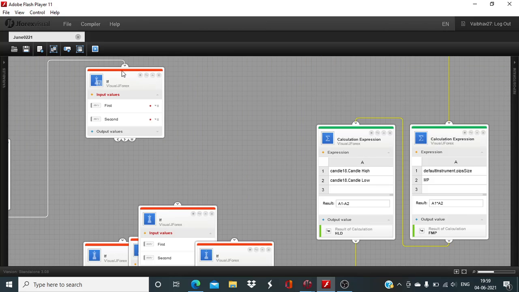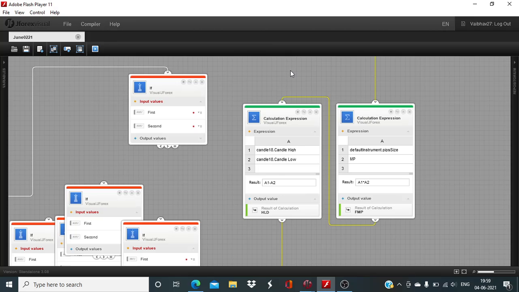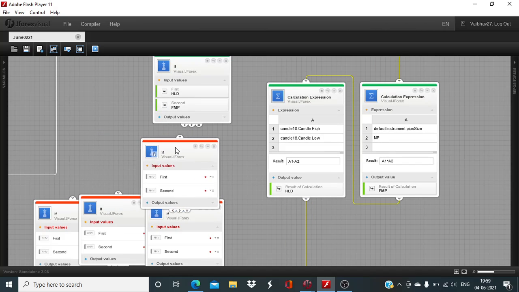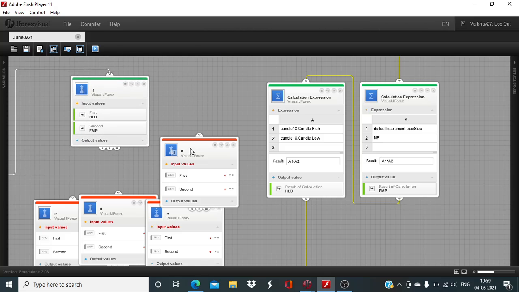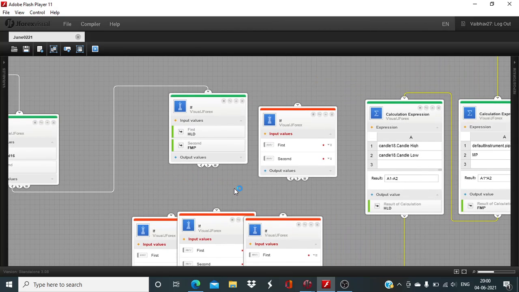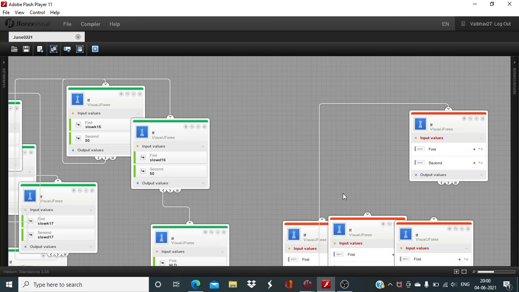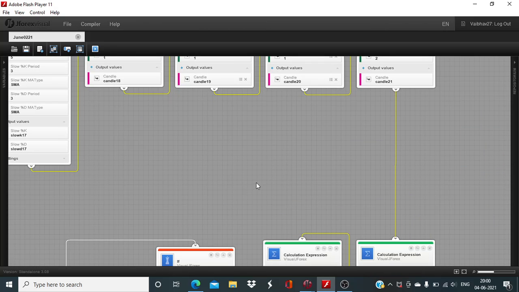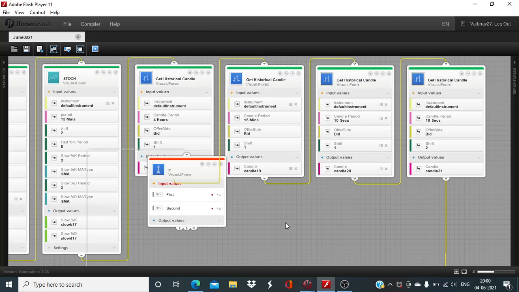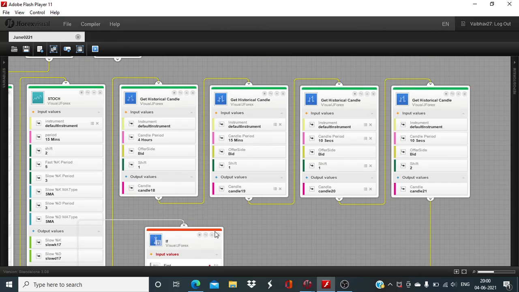Moving on to the price action data, we have to make sure that there has been enough volatility, so the high-low difference needs to be more than 25 pips. So here we will have to define that first input should be greater than second input. Alright, with this we can shift our attention to the price action.